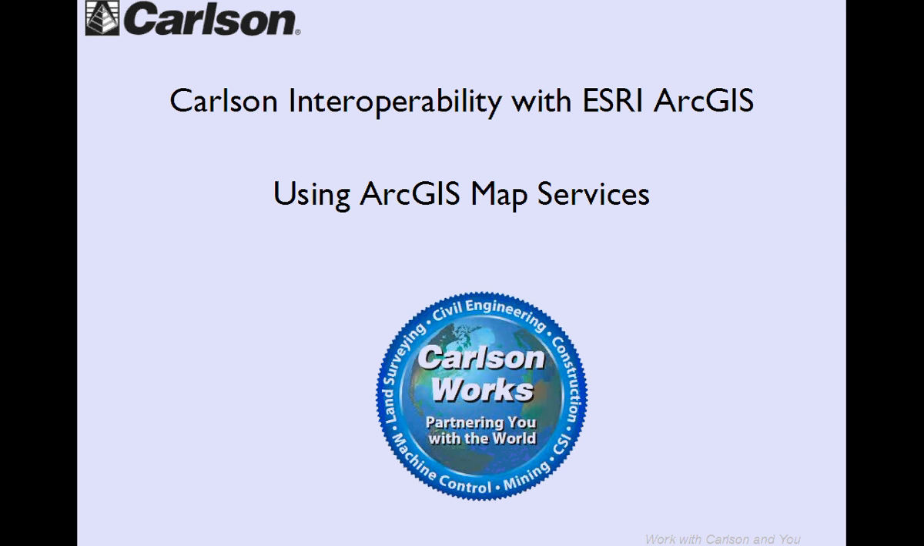Carlson ArcGIS Map Services allows you to browse and query the content of maps published by any ArcGIS server and make requests for it to compose maps with content you specify. The results are georeferenced in any coordinate system you wish and delivered directly to your drawing. So let's have a look at how this works.